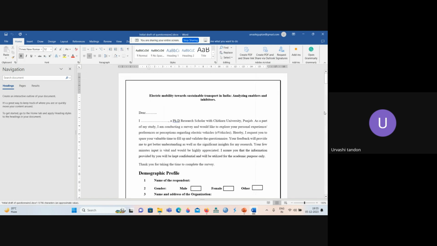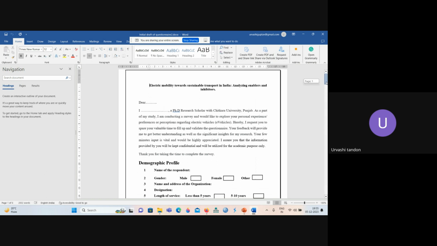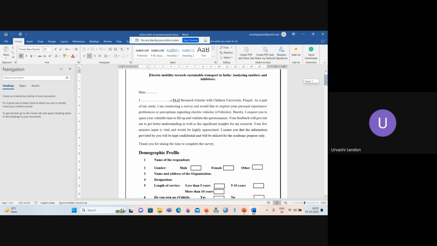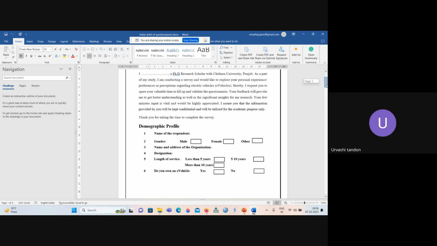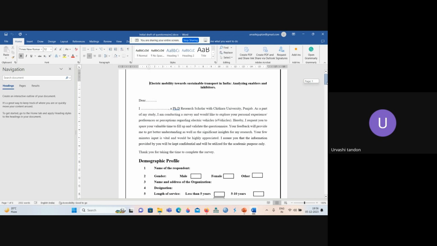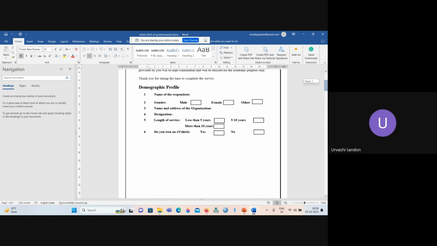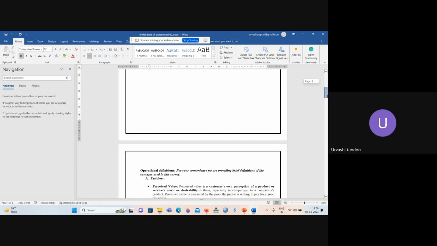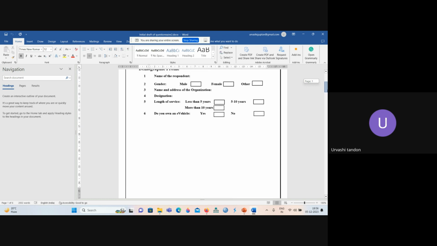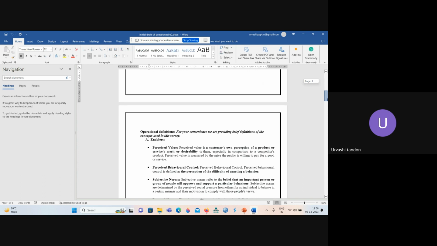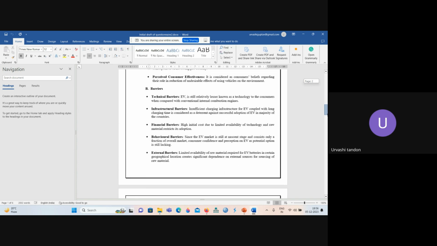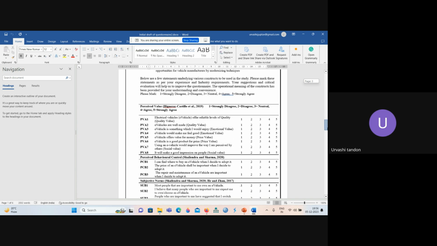Yes, this is one of the questionnaires with my candidate, where we worked on electric mobility. Although the thesis has been submitted now, we tried to analyze the enablers and inhibitors. We make it into sections, like, let's say this is the demographic. Then we put a filter question like, do you own an e-vehicle? Because we wanted to measure the perception of those who have an e-vehicle, right? And then operational definitions, because I generally give operational definitions, as that is important.